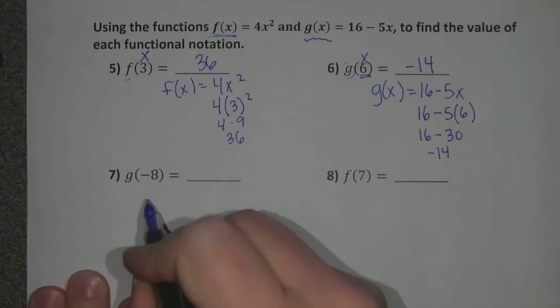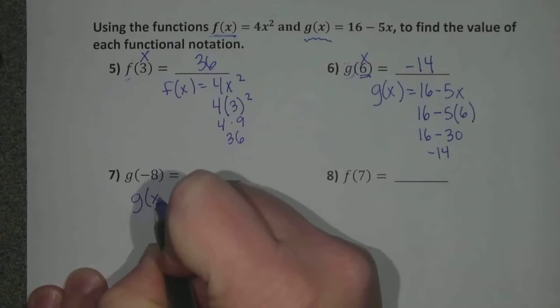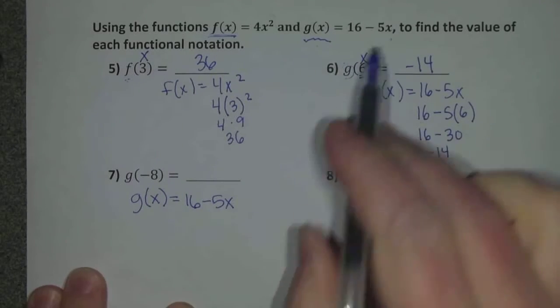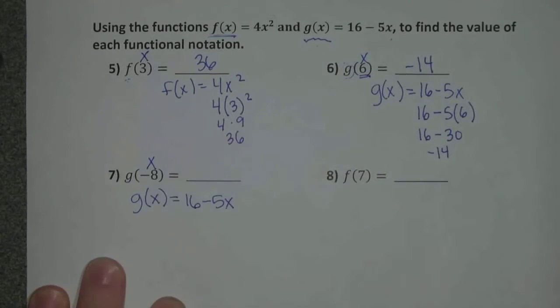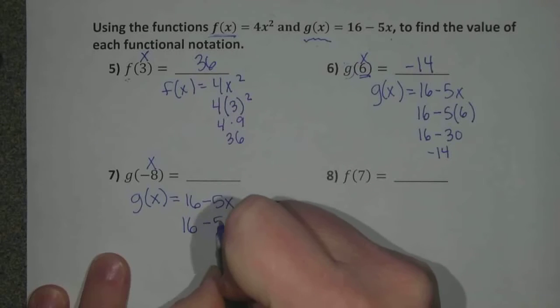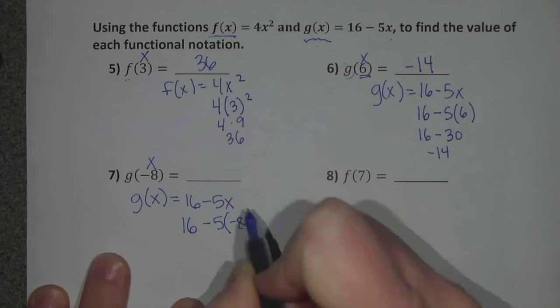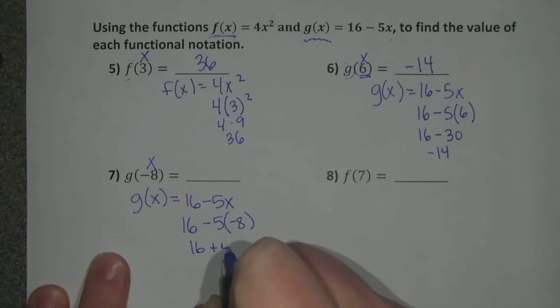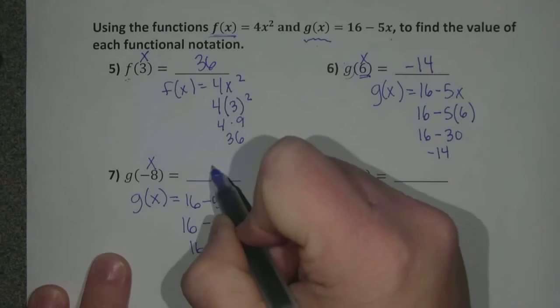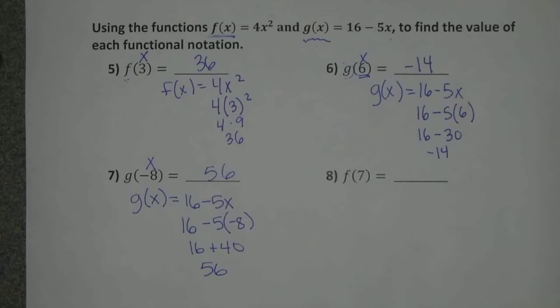All right, g of negative 8 asked me to use the g function, so I'm going to go up there and I'm going to rewrite that g function that's up there at the top. And what it asked me to do here is put that negative 8 in place of the x in the g function. So I'm going to go 16 minus 5 times the negative 8. That's 16 plus 40. 16 plus 40 is a 56. So the solution that you got on number 7 should have been 56.